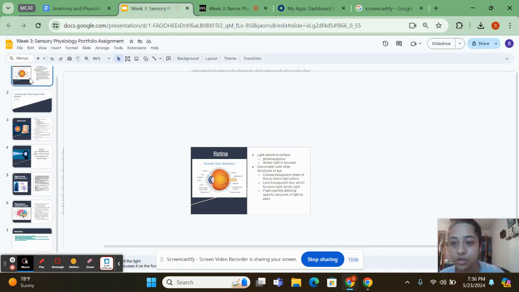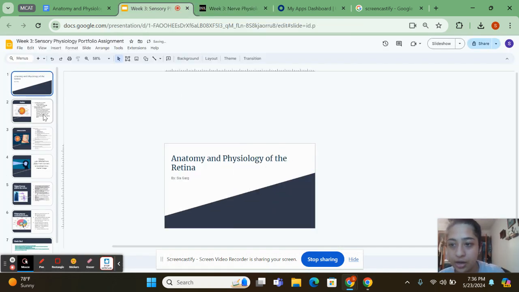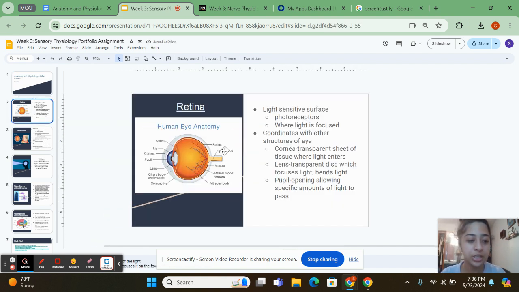Okay. So today I'm going to be talking about the anatomy and physiology of the retina. The first thing I need to talk about is some anatomy of the eye itself, because the retina cannot work unless other parts of the eye are working as well.